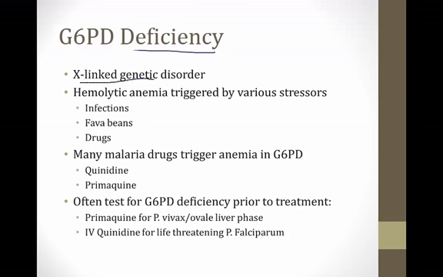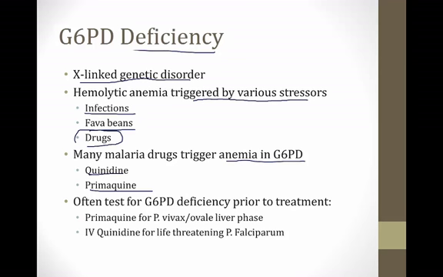This is an X-linked genetic disorder. It's relatively rare, but it results in hemolytic anemia that's triggered by various stressors. And classic stressors are certain infections, fava beans, and many drugs. And you should know that many malaria drugs trigger anemia in G6PD. In particular, quinidine and primaquine can both trigger anemia in G6PD.